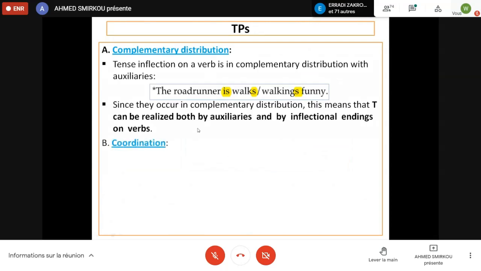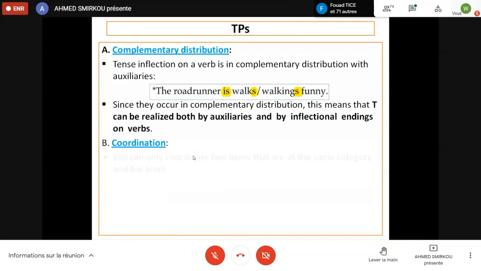Since they, both auxiliaries and tense inflection, occur in complementary distribution, this means that T can be realized both by auxiliaries and by inflectional endings on verbs. So this is just an argument to show that we have T with auxiliaries and with tense inflection. But the conclusion is that under T, you should write the auxiliaries, will, can, etc. And those inflectional morphemes, ED of the past, ING, S of the subject-verb agreement, etc.